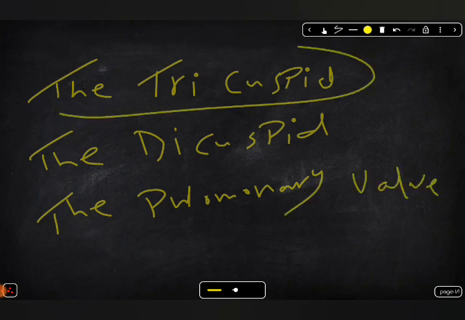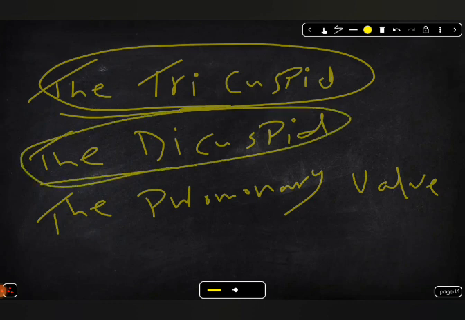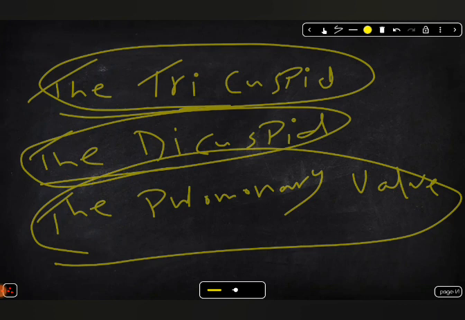The tricuspid, the valve between the right atrium and the right ventricle. The dicuspid between the left atrium and the left ventricle. The pulmonary valve between the right ventricle and the pulmonary artery.